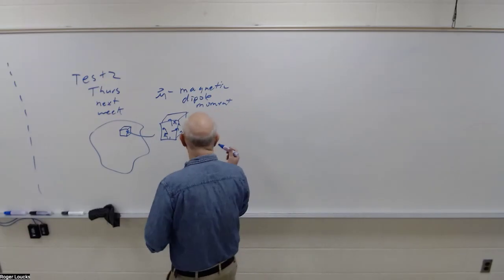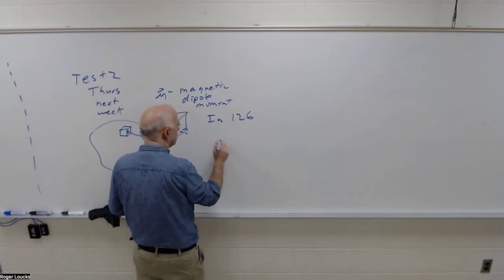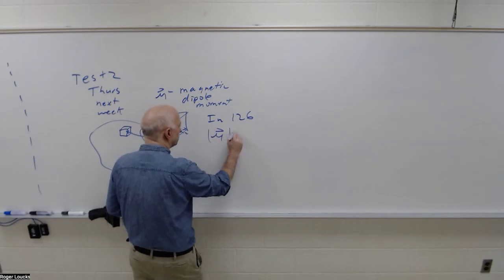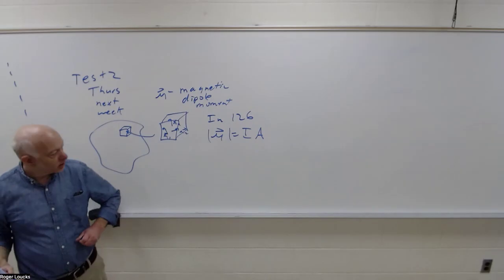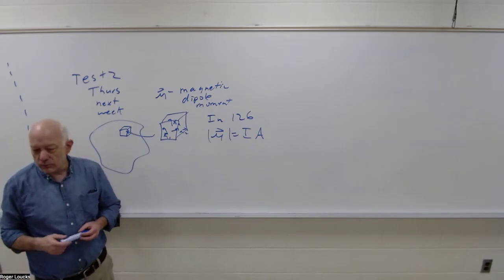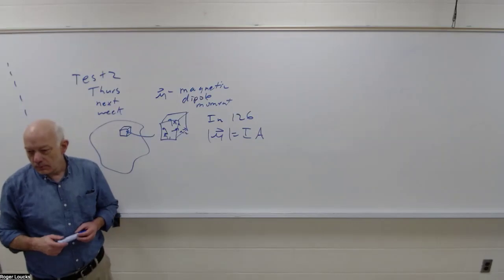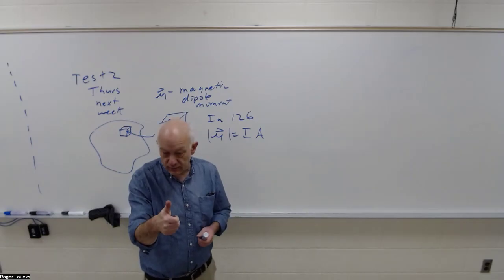Okay, so remember what we had in 126. We had our mu, the magnitude of this. So it's given by the I in the loop times the area of the loop. And well, how do we get the direction for it? Right-hand rule, and the mu is always going to be perpendicular to that area though.